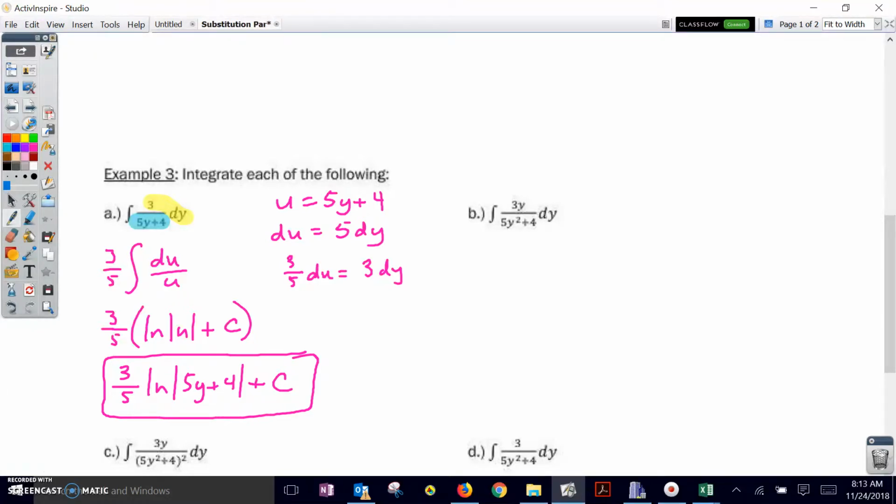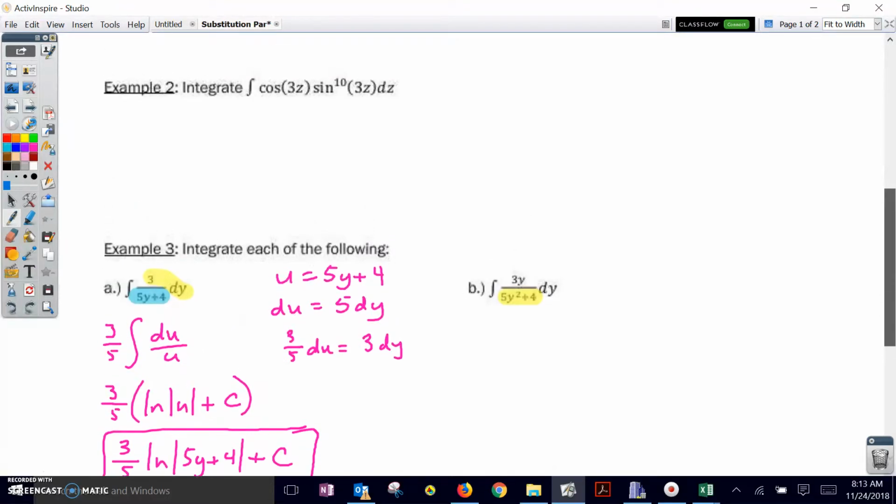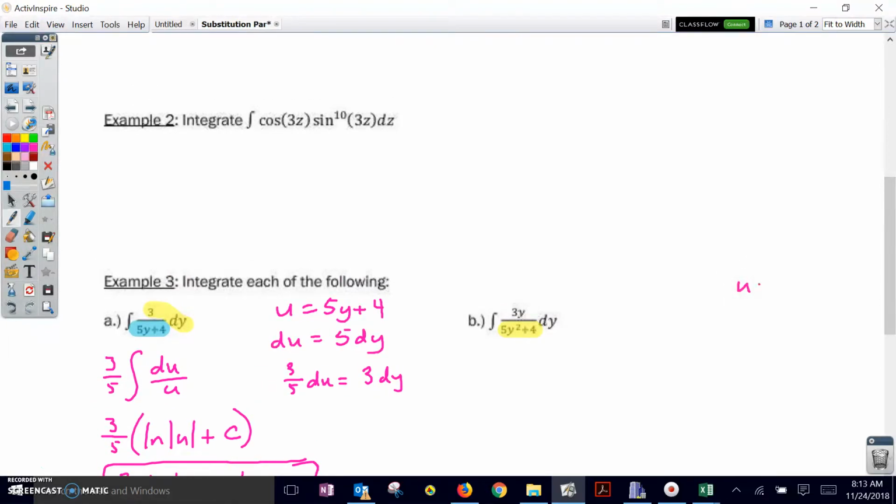Alright, I'm going to apply the same kind of technique in part B. I'm going to just go ahead and substitute the denominator of the fraction, 5y squared plus 4. And so u is equal to 5y squared plus 4. And then du is equal to 10y dy. But I want to replace a 3y dy, so I'm just going to multiply both sides by 3/10 here.